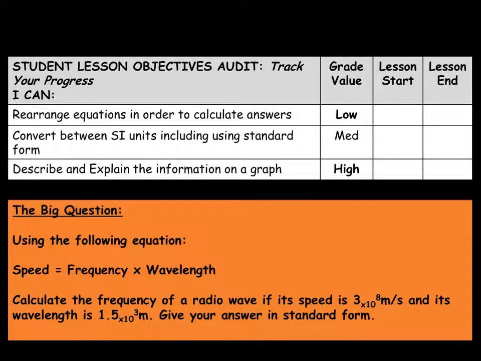We will practice conversions between SI units, including using standard form, and we will both describe and explain the information on a graph. Our big question today is to use the following equation, which is speed equals frequency times wavelength. Calculate the frequency of a radio wave if its speed is 3 times 10 to the 8 meters per second and its wavelength is 1.5 times 10 to the 3 meters. Give your answer in standard form.